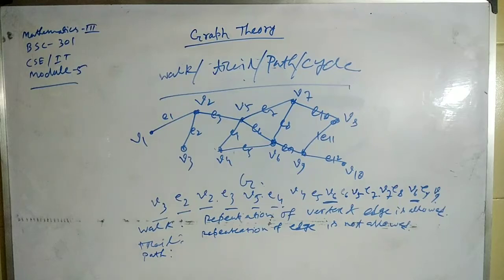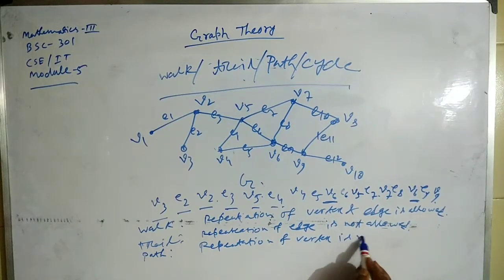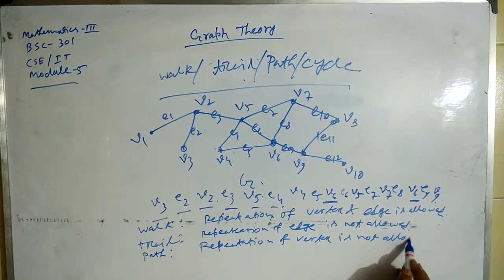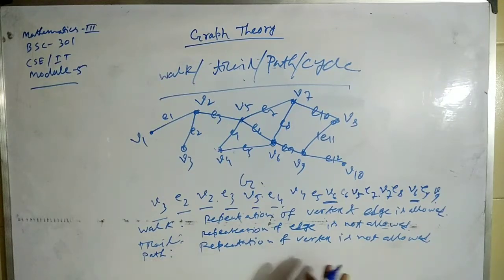A path is also a finite sequence of vertices and edges, but the restriction is that no vertex should be repeated. Repetition of vertex is not allowed. So I repeat, in a walk, vertex and edge both can be repeated. In a trail, edge can't be repeated. In a path, vertex can't be repeated.